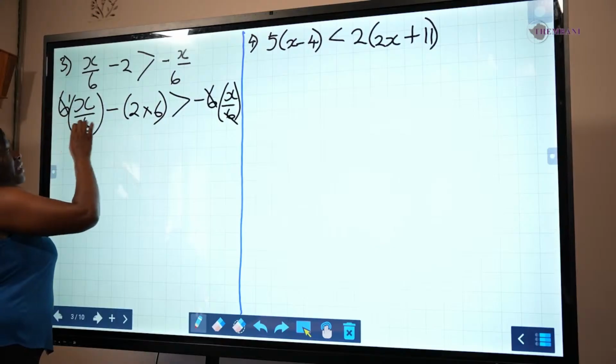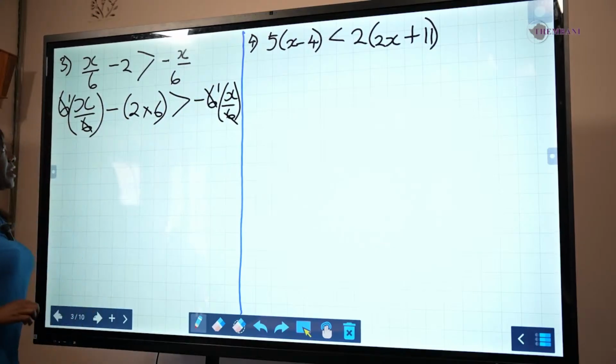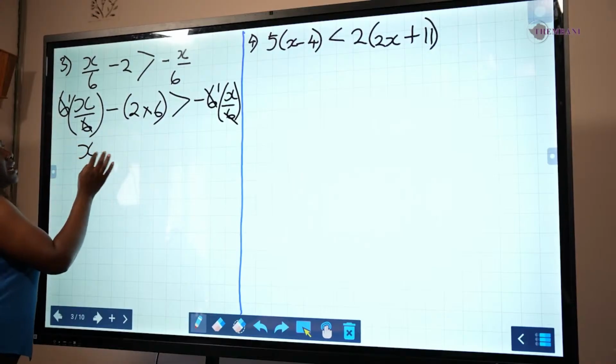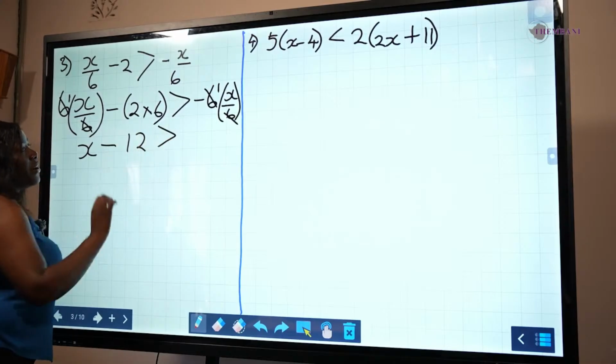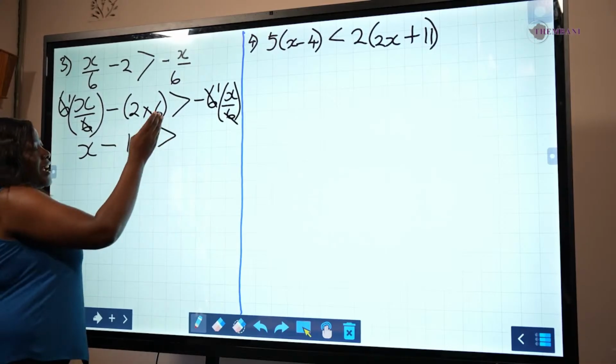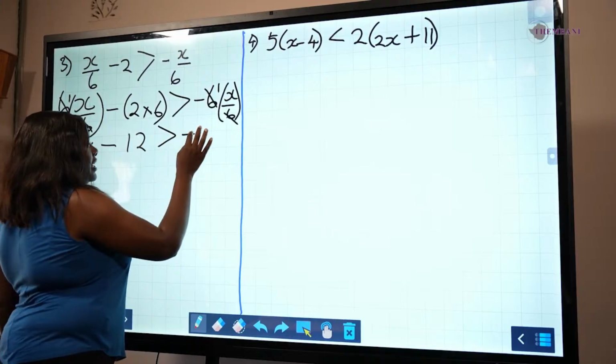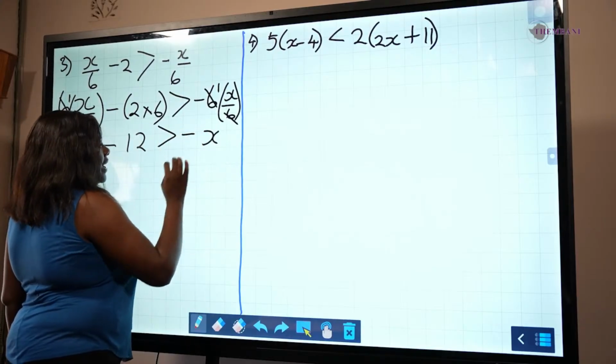We're going to get a 1 here. We're also going to get a 1 there. Then we multiply our 1 by x. We're going to get x. Here we get negative 2 multiplied by 6 will give us a 12. We put our inequality sign. Then we have a negative 1 multiplied by x to get a negative x.